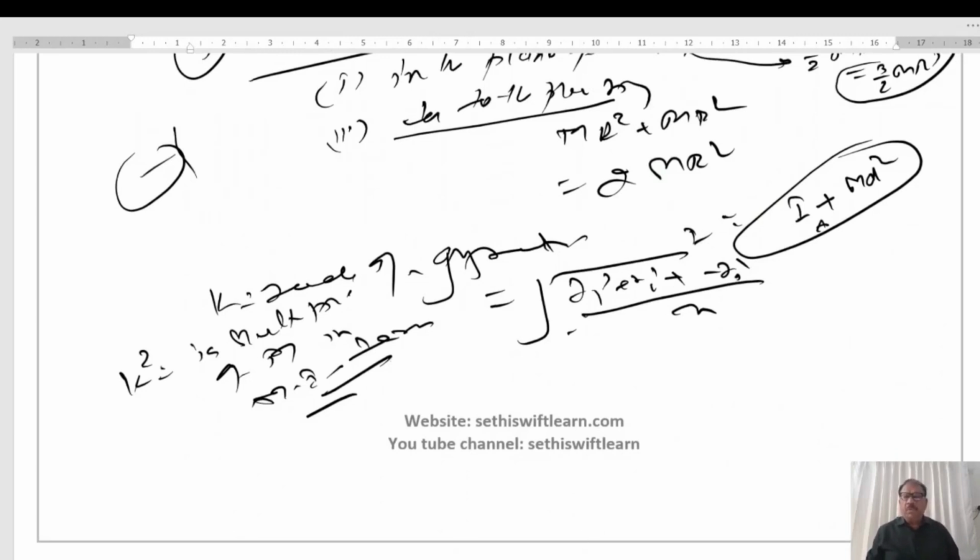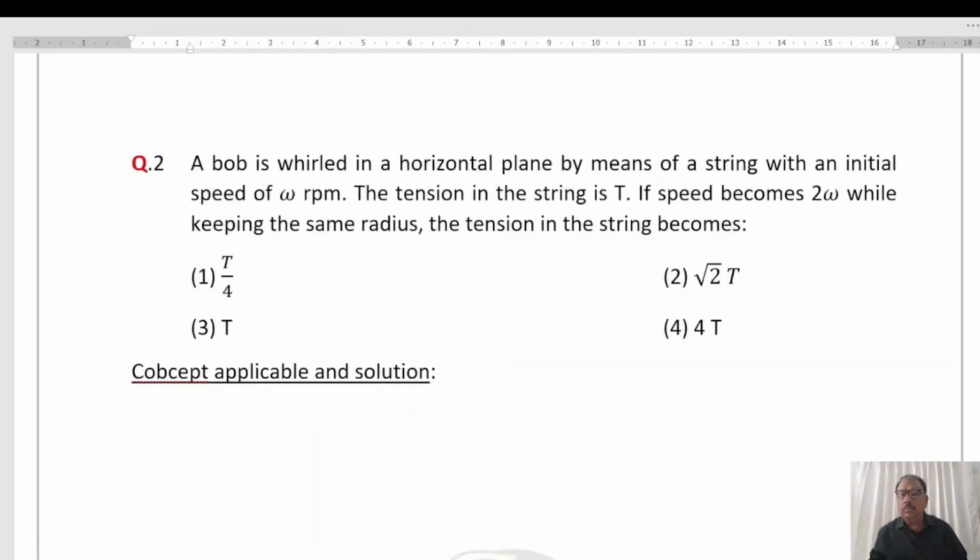Right? Next question. The question is: a bob is reeled in a horizontal plane by means of a string with initial speed of omega rpm. The tension of the string is T. If the speed becomes 2 omega while keeping the same radius, the tension of the string becomes.